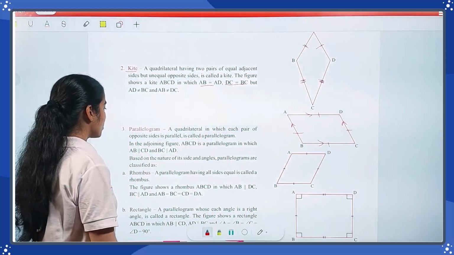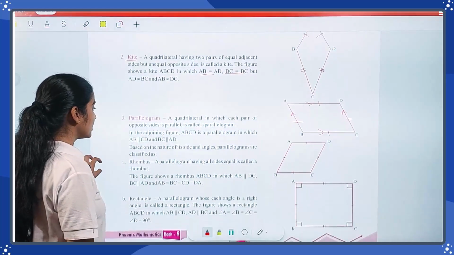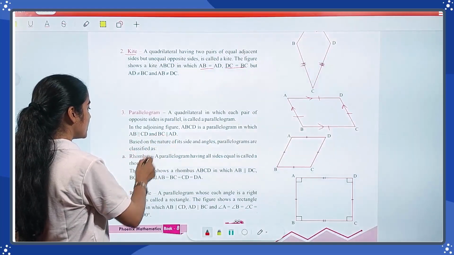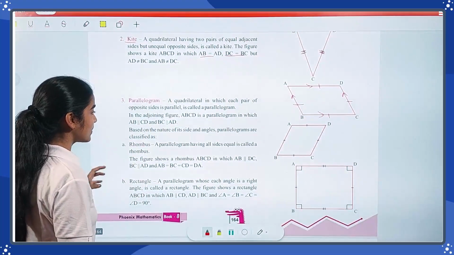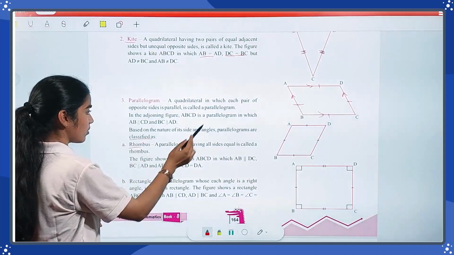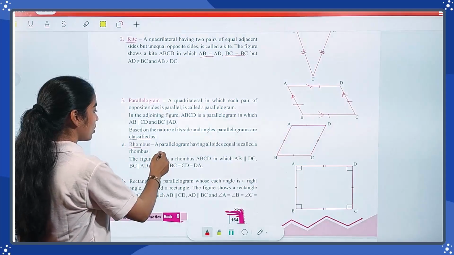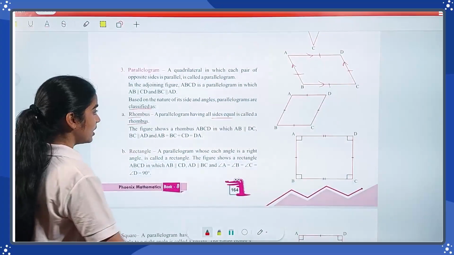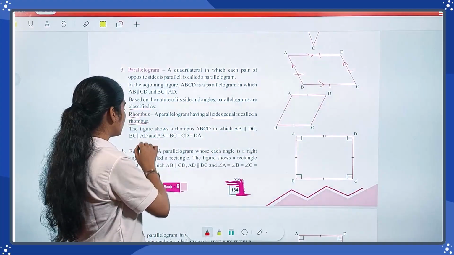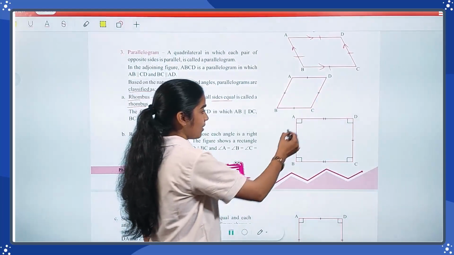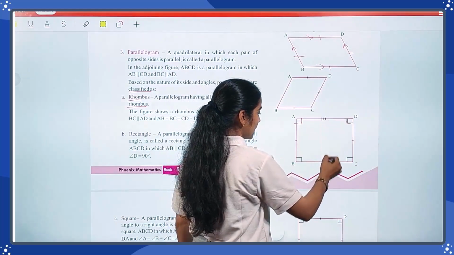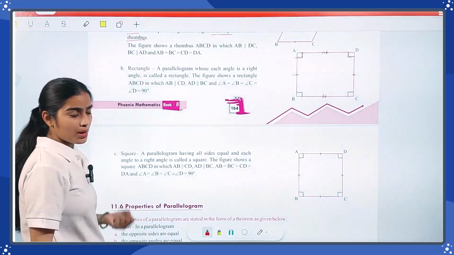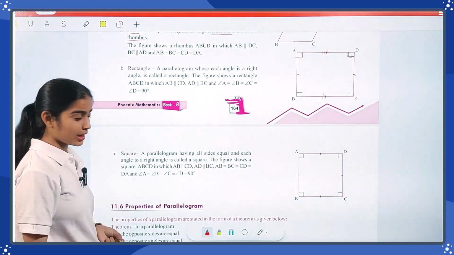A quadrilateral in which each pair of opposite sides is parallel is called a parallelogram. In the adjoining figure, ABCD is a parallelogram in which AB is parallel to CD and BC is parallel to AD. Based on the nature of its sides and angles, parallelograms are classified. Rhombus: all sides are equal, and opposite sides are parallel to each other, AB parallel to DC, BC parallel to AD. Rectangle: all angles are 90 degrees, opposite sides are equal to each other. Next we have the square. We all know about the square: all sides are equal, all angles are 90 degrees.